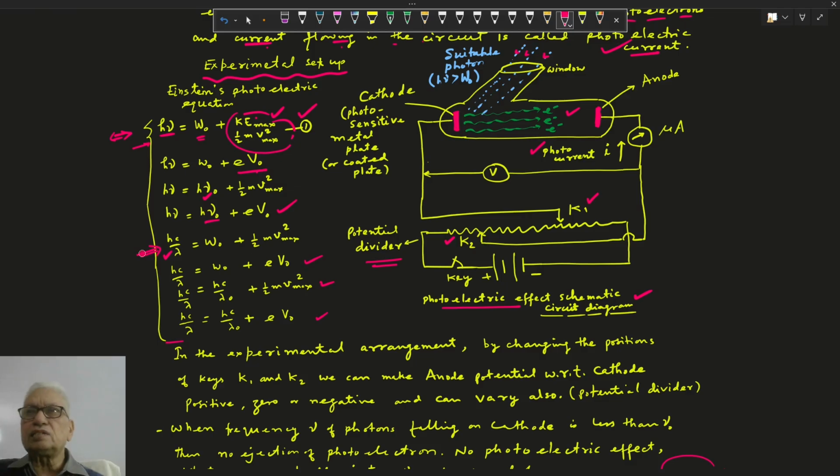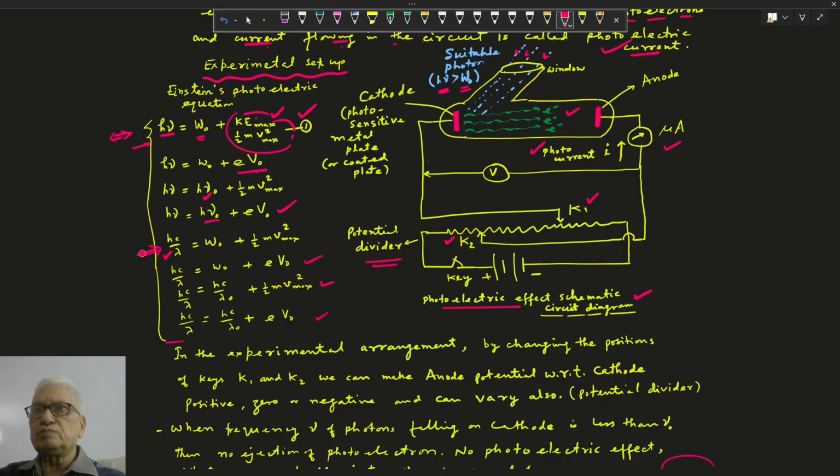So this is the arrangement here. This is the evacuated chamber, and photons are falling. Suitable photon means the energy of the photon must be more than the work function. They fall on the cathode, and electrons are ejected, moving from cathode to anode. The anode is positive, so it attracts them. In this way, current flows in the opposite direction, and can be measured by this microammeter.